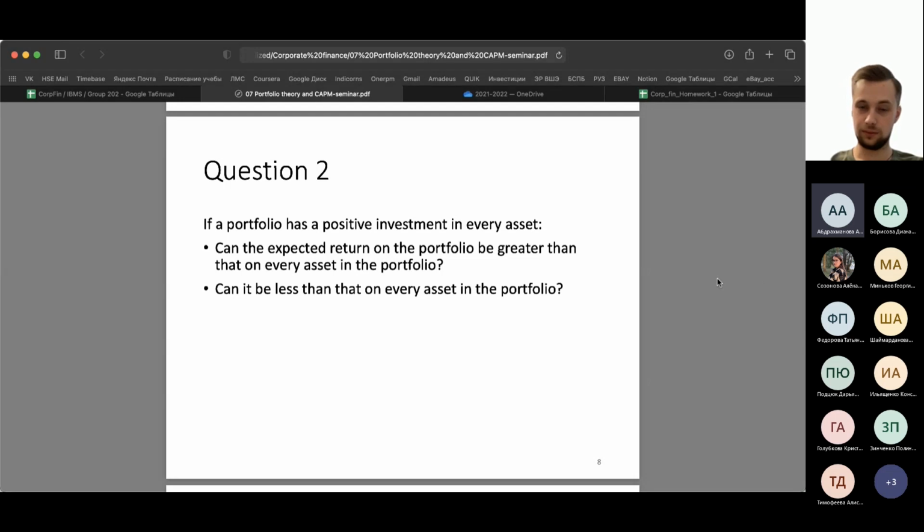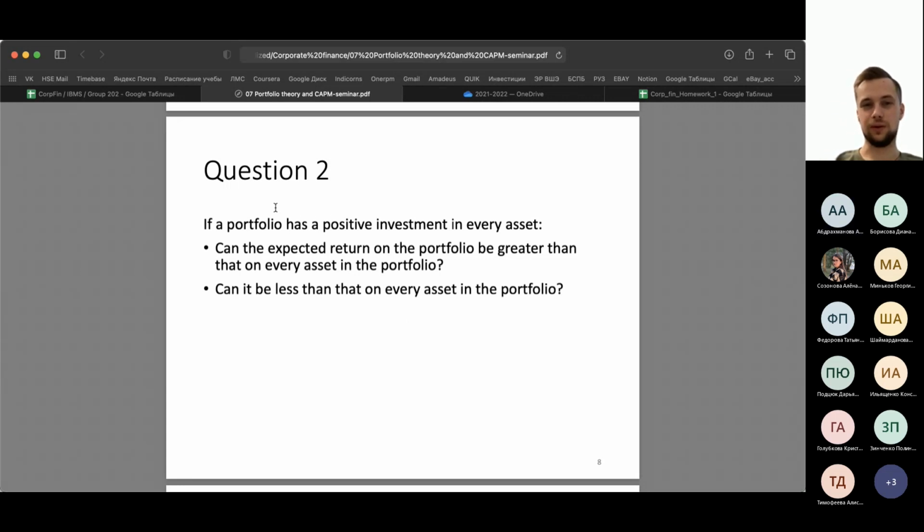Why? Because the expected return of the portfolio is a weighted average of the returns from those assets. And, well, yes, the expected return must be less than the return from the largest asset, but greater than the return from the smallest asset. Yeah, so it is always somewhere in the middle, between the lowest return and the highest return.